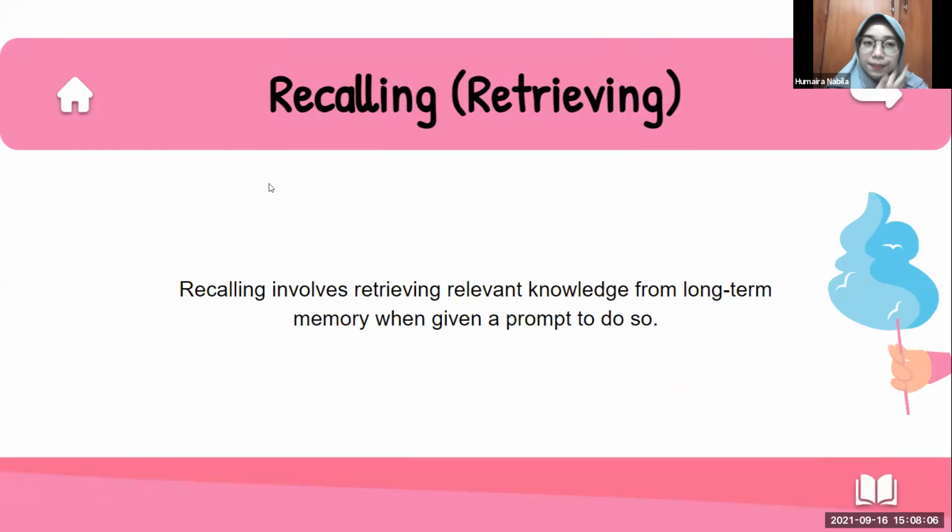Okay, the next is recalling, or we can say retrieving. Recalling involves retrieving relevant knowledge from long-term memory when given a prompt to do so. The prompt is often a question, and in recalling, the student searches long-term memory for a piece of information and brings the piece of information to working memory where it can be processed.